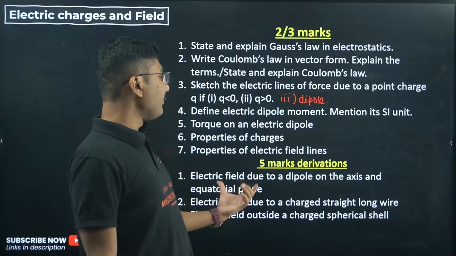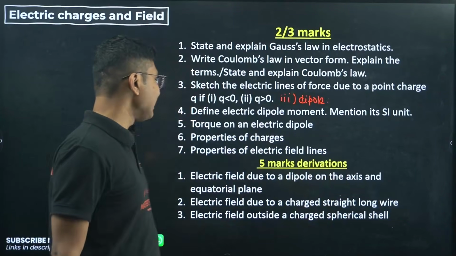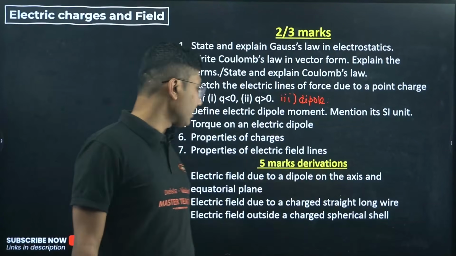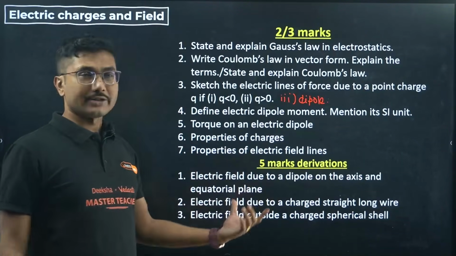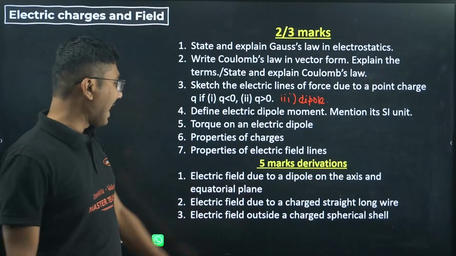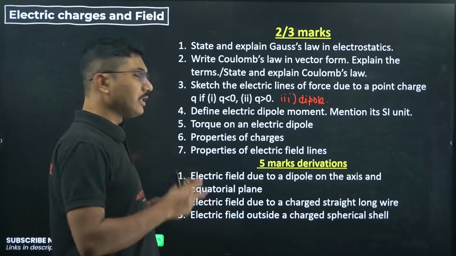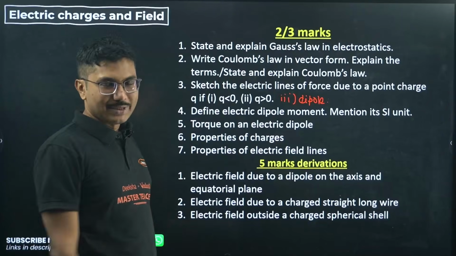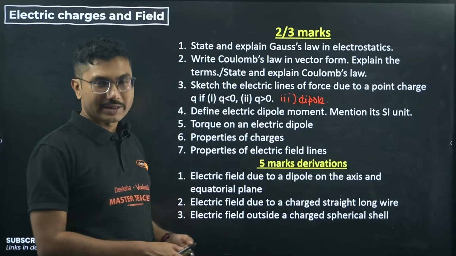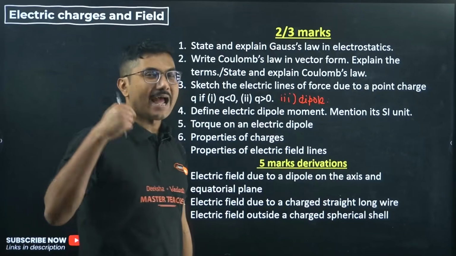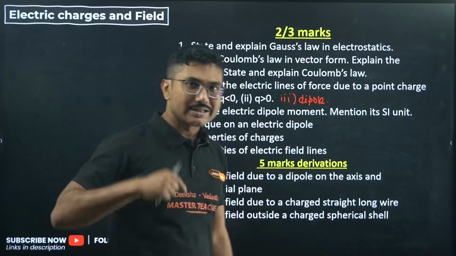Next, electric field due to a dipole on the axis and equatorial plane, electric field due to a charged straight long wire, electric field outside the charged spherical shell. Now on the axis and equatorial plane, both are important. It is actually two derivations. One of them will be coming, not both of them, but you should practice both of them. And obviously these two are derivations from this chapter. I am expecting a derivation to come this year.